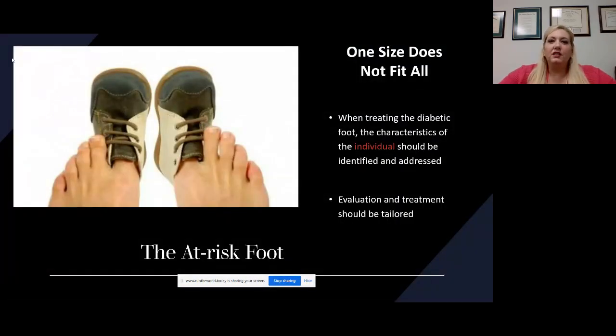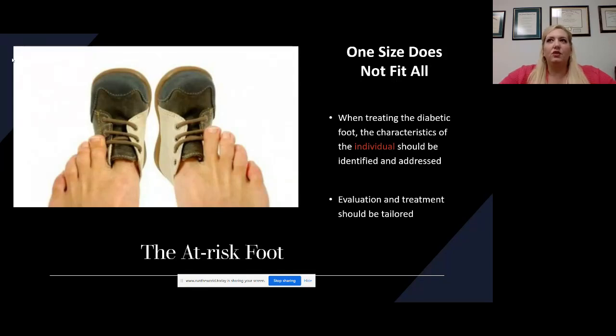So as clinicians caring for patients with diabetes and people that are at risk, we really need to take a step back and figure out, what can we do? We've got to be able to do better. This one size fits all mentality is something we have to move away from. When treating a diabetic foot, the characteristics of each individual matter, so a good thorough wound assessment or foot assessment, a good thorough patient assessment is really important. That way we can evaluate and treat each individual patient appropriately.